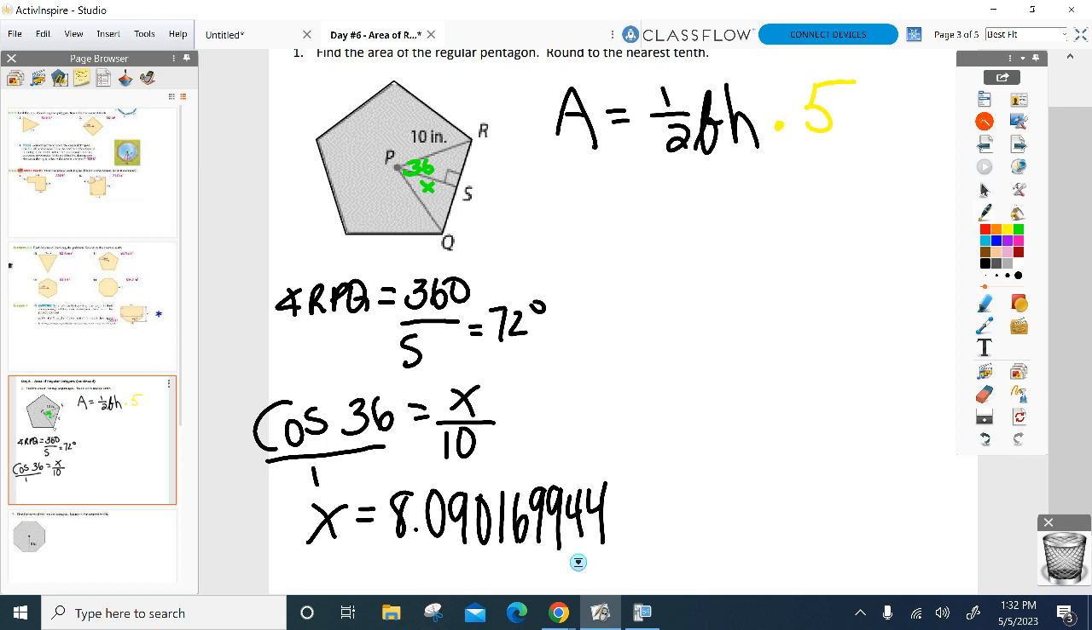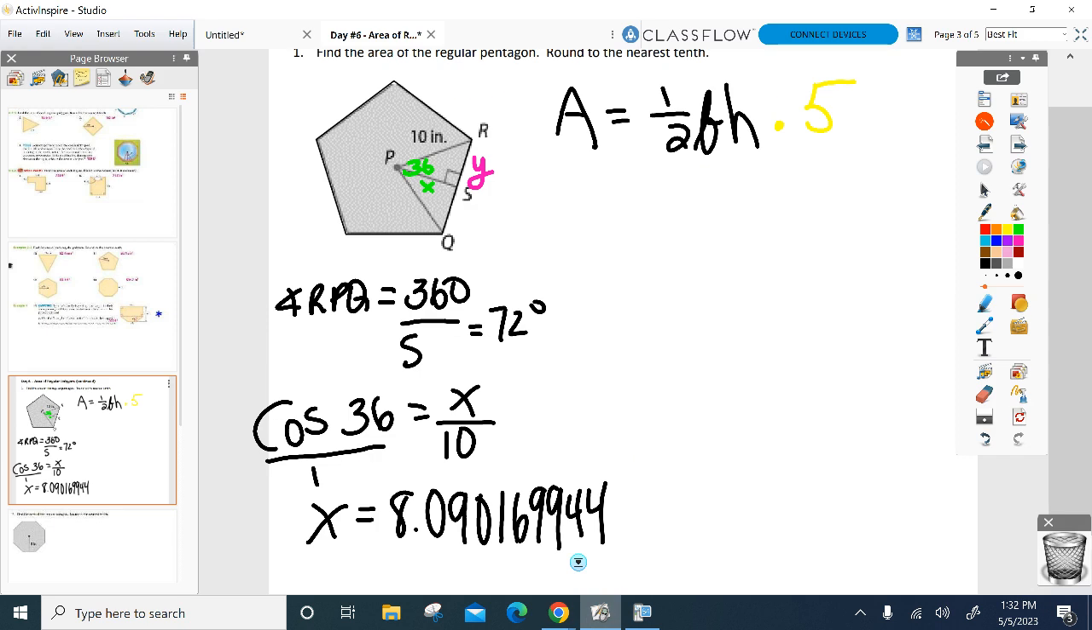All right. How about the base now? How do I find QR? Well, I can't find QR until I find RS. And then hopefully I'll be disciplined enough that when I find RS, that's not the base. I'm going to have to do what with that value at the end before I plug it in for the base.